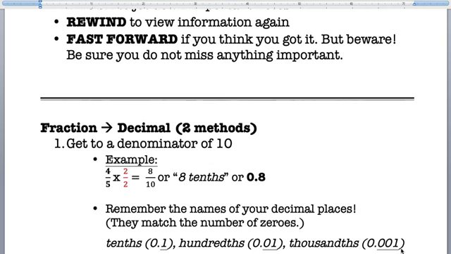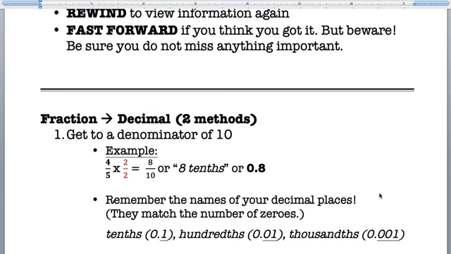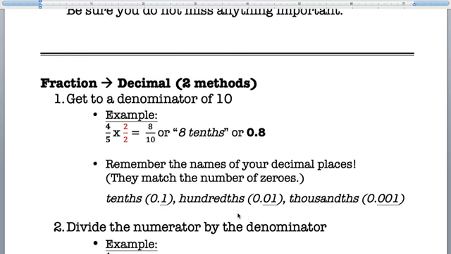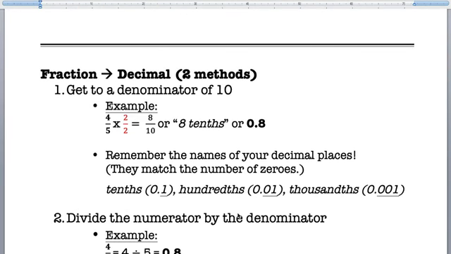So that's one method of how to change a fraction into a decimal. The key is to get to a denominator of 10, 100, or 1,000, and multiply the top and bottom by the same number. The other method is to just divide the numerator by the denominator.